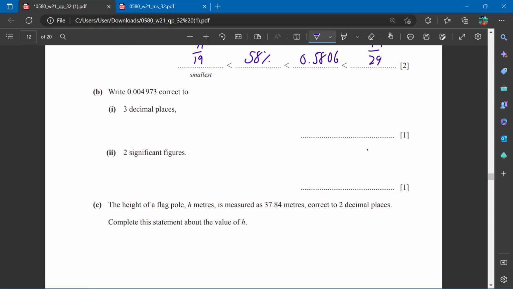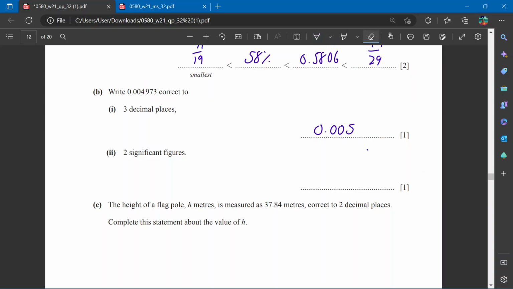B, rounded to 3 decimal places. There we count the decimal places. 1, 2, 3. So it means we cut it off after the 4. But after the 4 is a 9. Means we need to round it up. That's 0.005.